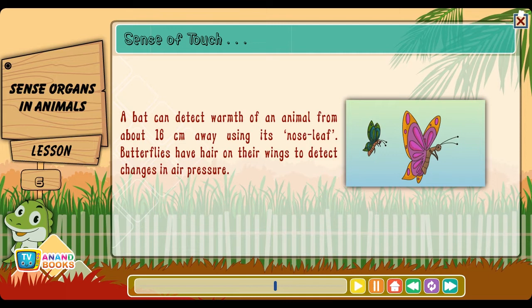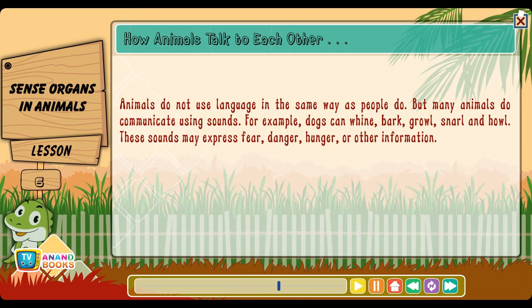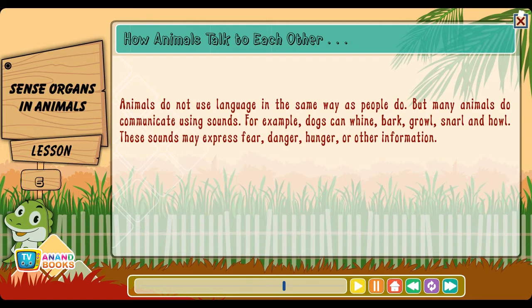How animals talk to each other. Animals do not use language in the same way as people do. But many animals do communicate using sounds. For example, dogs can whine, bark, growl, snarl, and howl. These sounds may express fear, danger, hunger, or other information.